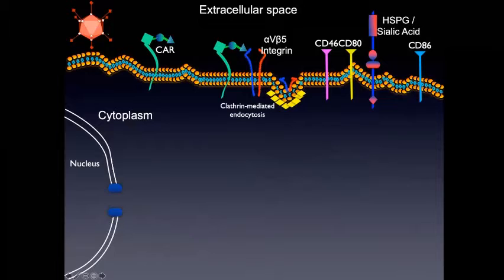Here's your virus. It's in the extracellular space up here, and it wants to come into the cell and release its DNA into the nucleus to create more progeny virus. So the question is, how does it do that? First, it binds to CAR. CAR stands for Coxsackie and Adenovirus receptor. Remember that fiber knob that I told you about right over here? So that's binding here to the receptor.